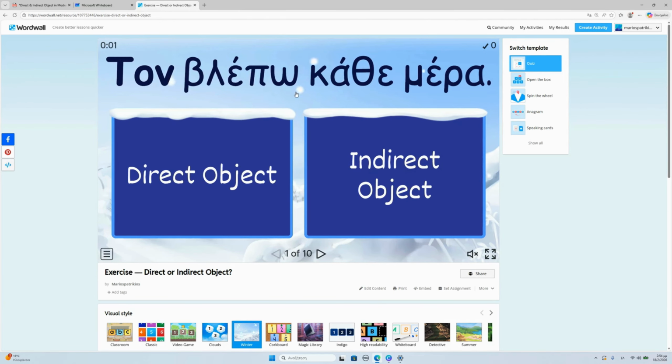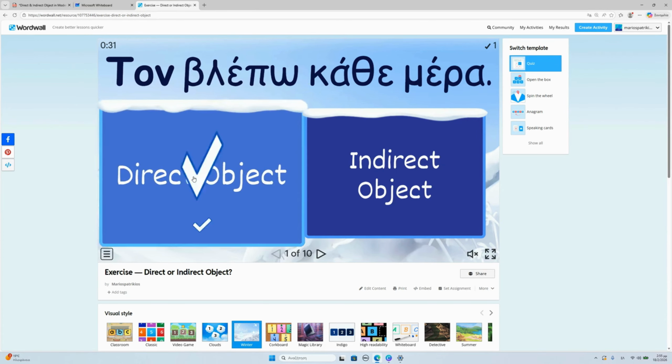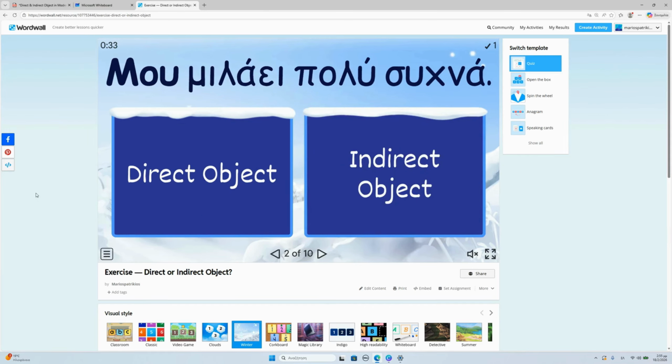So, τον βλέπω κάθε μέρα. Let's start with the verb always. So, βλέπω is the verb. Again, who is doing this? I. What do I see? τον βλέπω. So, this is a direct object. We are not saying I see to him, it doesn't work. It's I see him every day. So, this is a direct object.